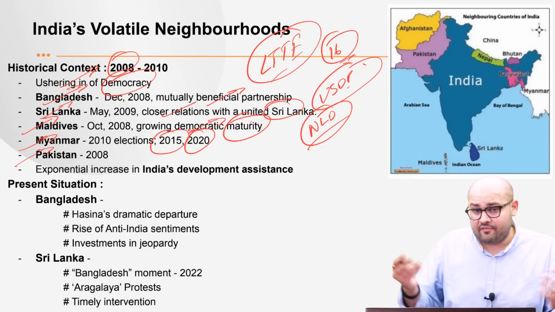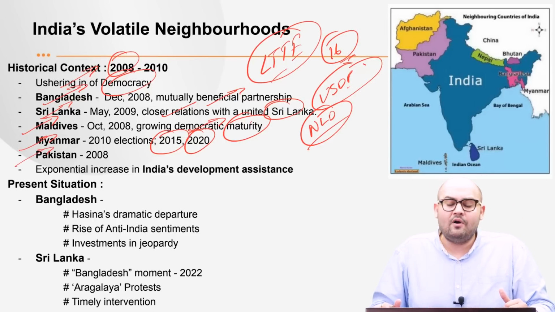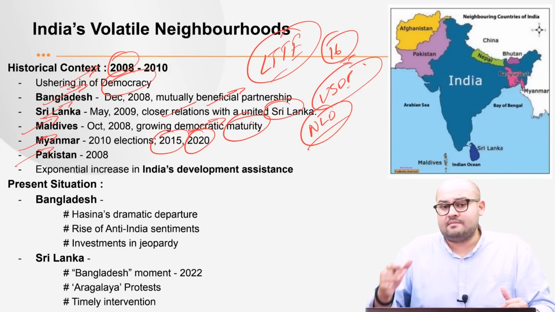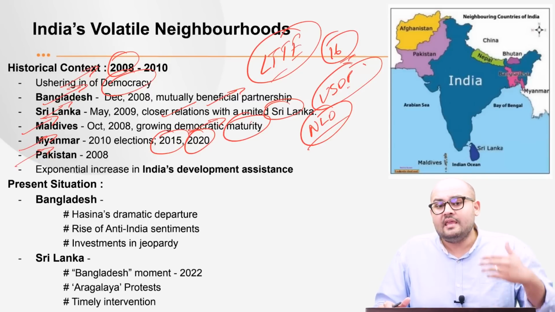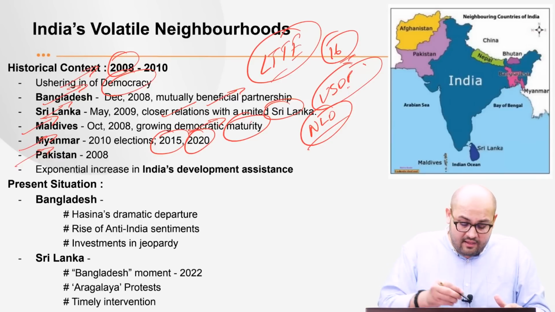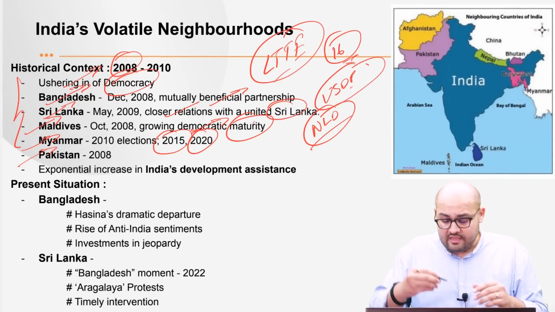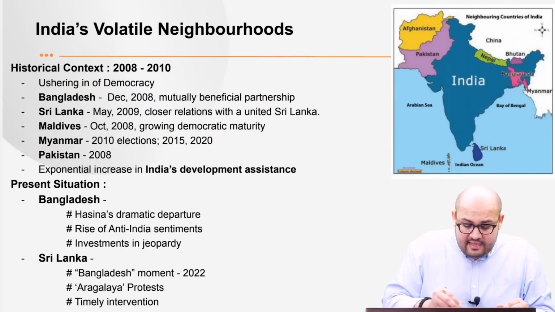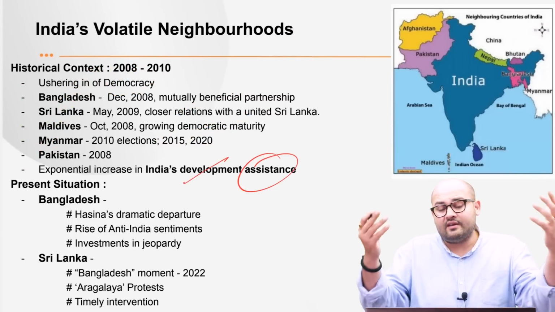Next, if we talk about our friend Pakistan, it was in the year 2008 that there were elections in the country and the former president, Pervez Musharraf, was sent into exile. Now, what you need to keep in mind is that throughout all these events, we also witnessed a significant increase in India's development assistance to different countries.